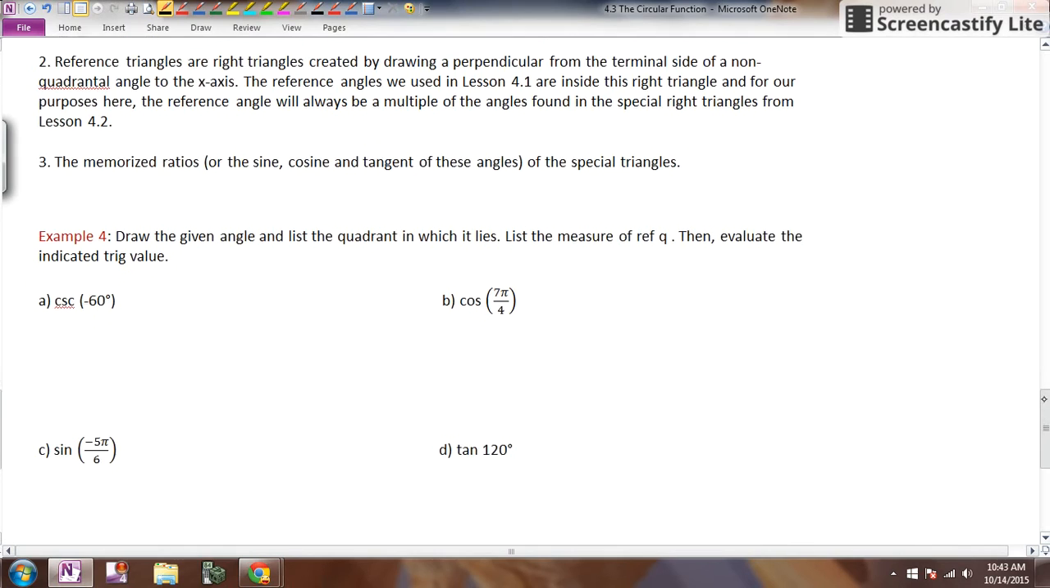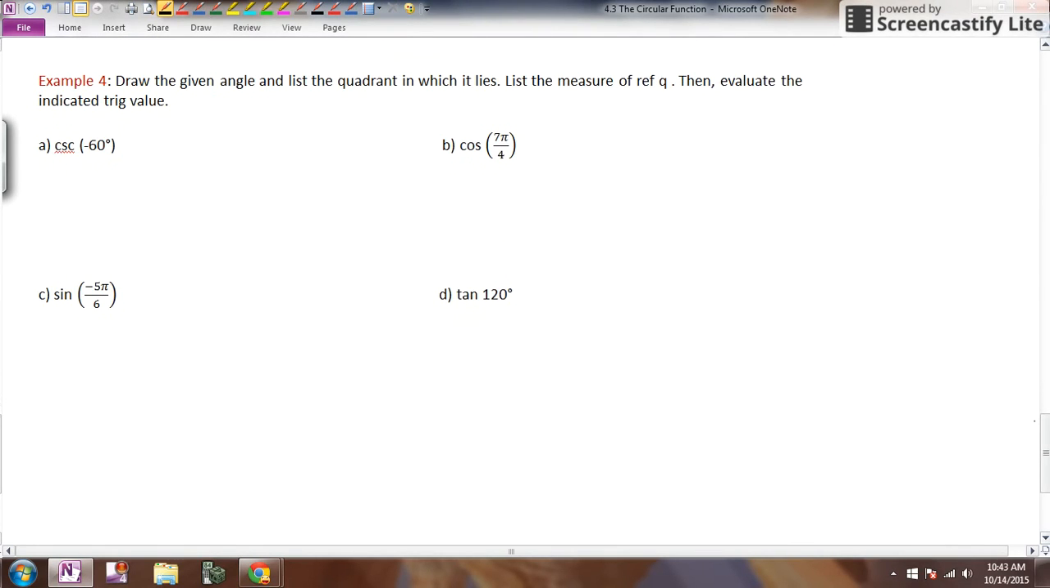And this is just the stuff that we're going to like, because it's kind of fun. This would be a good Kahoot game, I can tell you that right now. So I'm going to go ahead and do cosecant of negative 60 degrees. First thing I want to do is draw negative 60 degrees.